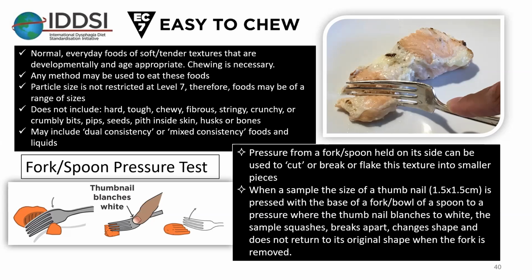Okay. The fork separation test and fork pressure test are used to determine if a food is soft enough and can be broken down easily. And you can see those here, and you understand what those are now after the great explanations we've seen earlier. Next slide, please.